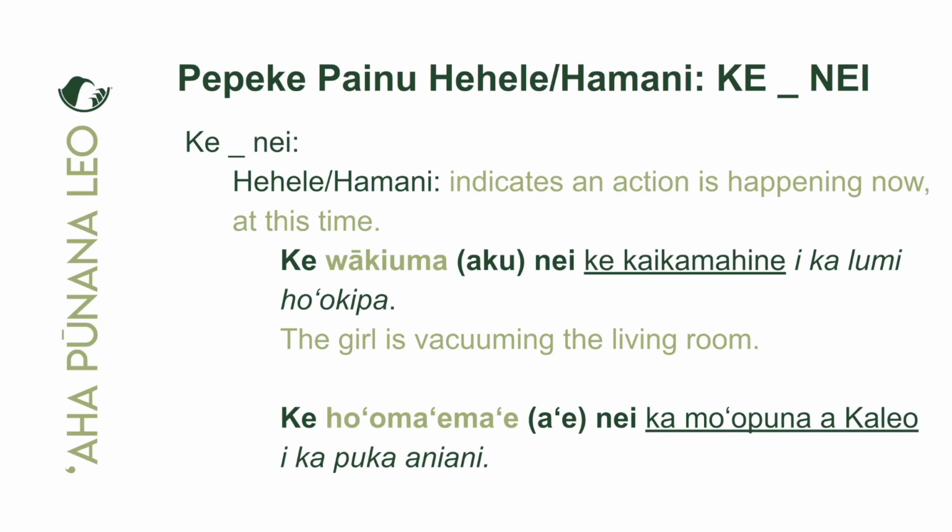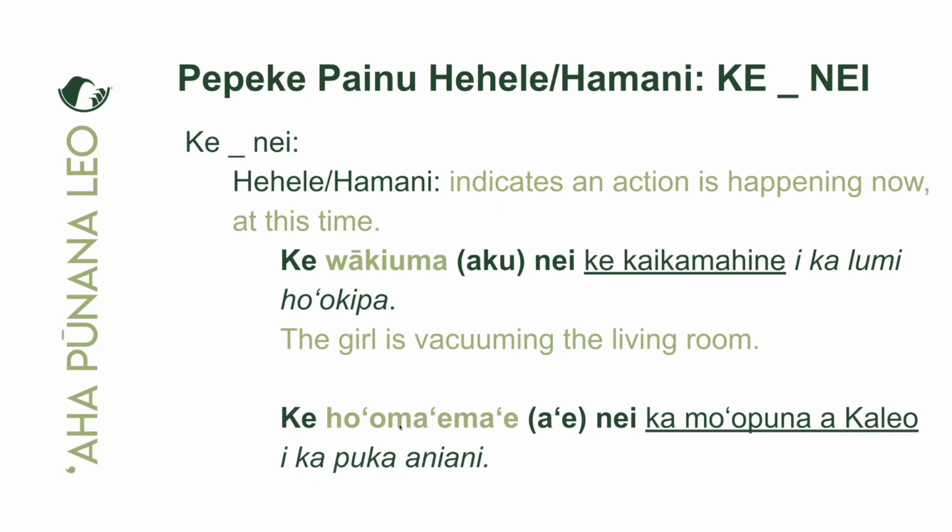And who is doing the action? Who is the piko of this sentence? Ka moʻopuna a Kaleo. Ka moʻopuna, the grandchild of who? Belonging to who? Kaleo. Moʻopuna is a kino a, right? A kino a thing, which is A class. So Kaleo's grandchild, right? And then what is being cleaned? What is the thing that is receiving the action of being cleaned? Hoʻomaʻemaʻe means to clean.